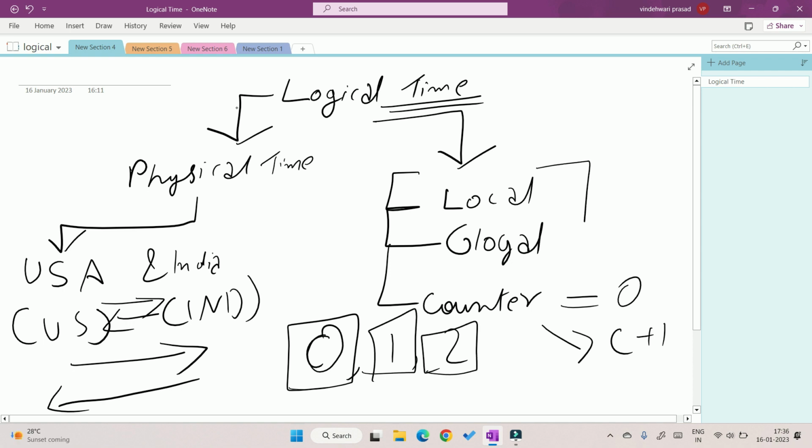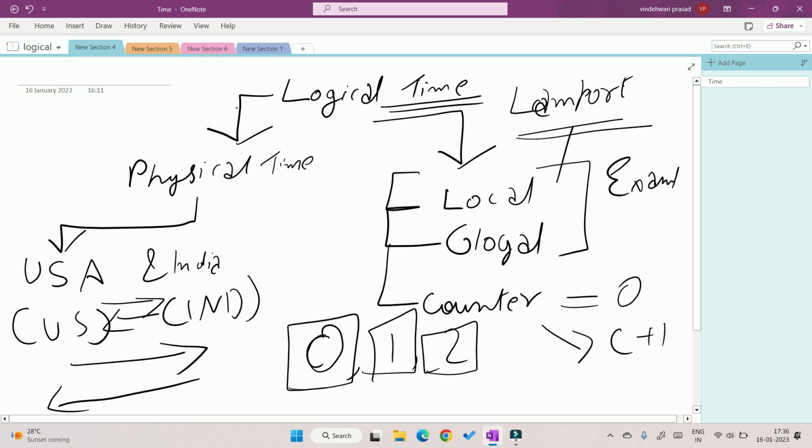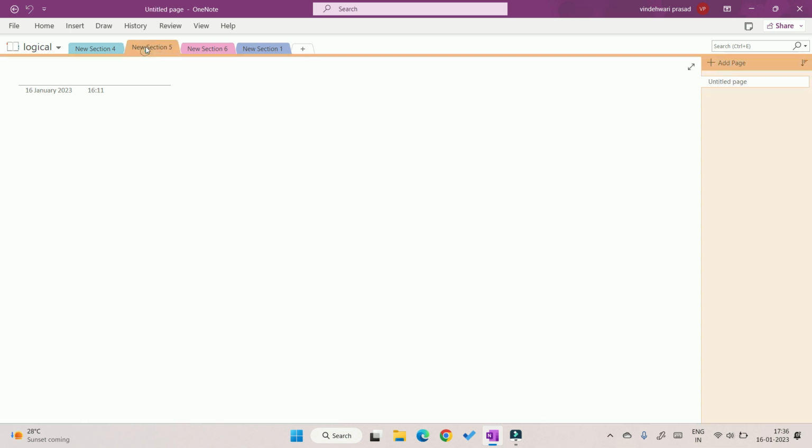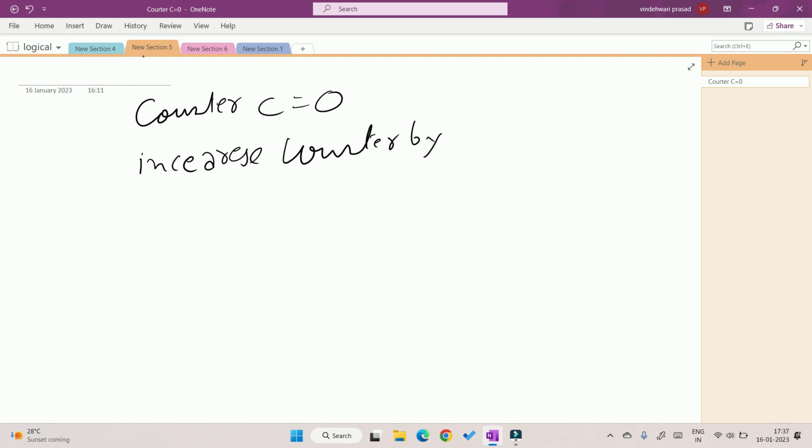And this whole thing happens with the help of an algorithm that is called the Lamport algorithm. So now let's see what the Lamport algorithm is with an example. First, see the Lamport algorithm. The Lamport algorithm says we start a process with a counter c equal to 0. When any event happens, we increase the counter by 1. So c equal to c plus 1.